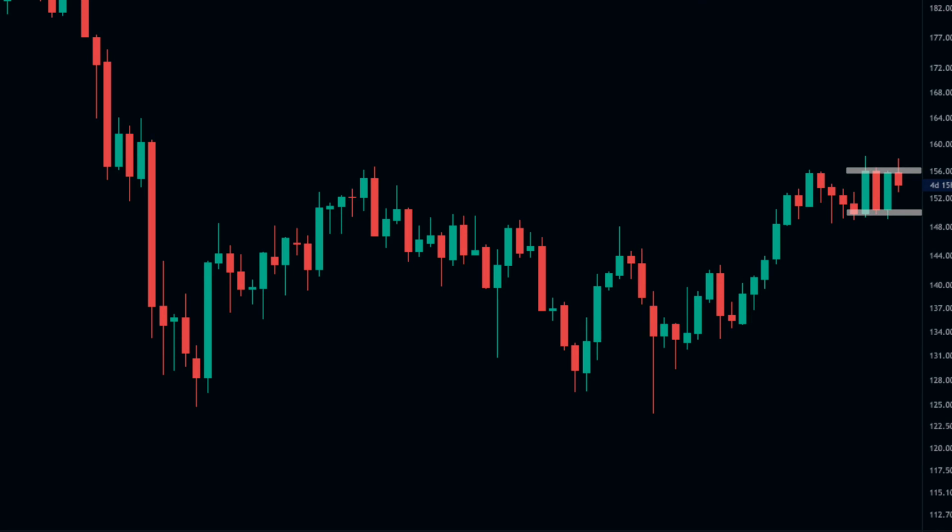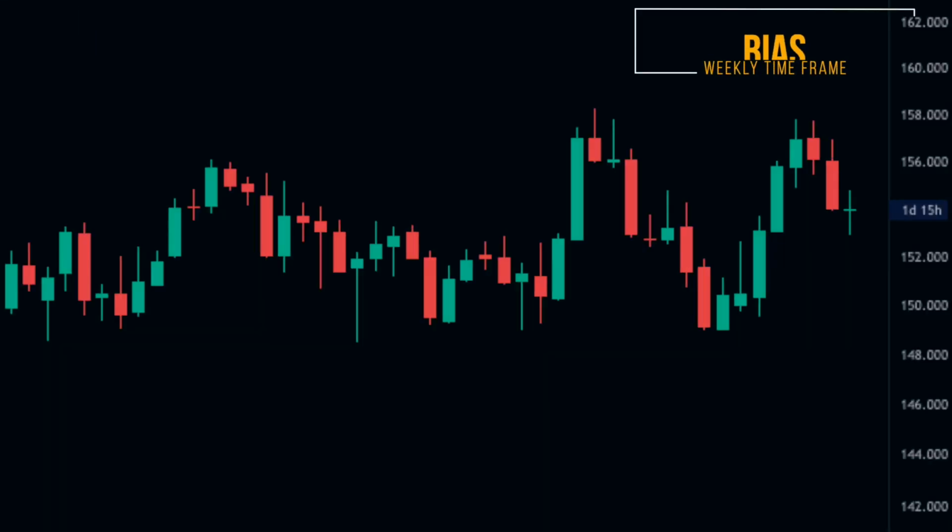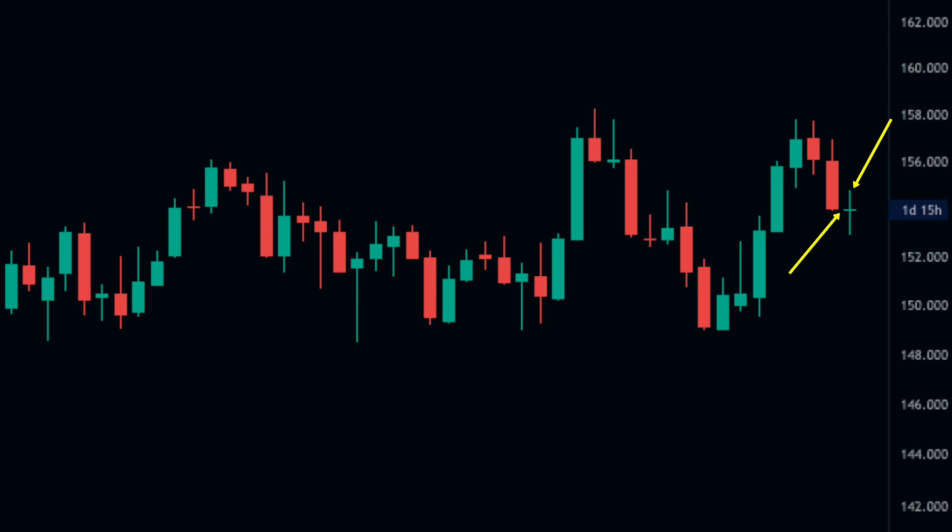Price has been in a range for nearly 4 months. The previous month candle was bullish within the range, and this current monthly candle has respected the resistance and is now a bearish candle. Moving over to the weekly, the previous 2 weeks are bearish, and the current weekly candle has a top wick and managed to break the low of the previous candle.